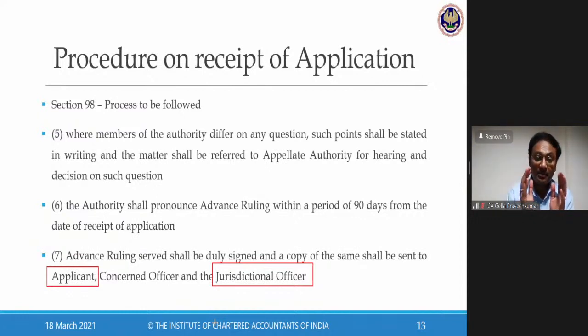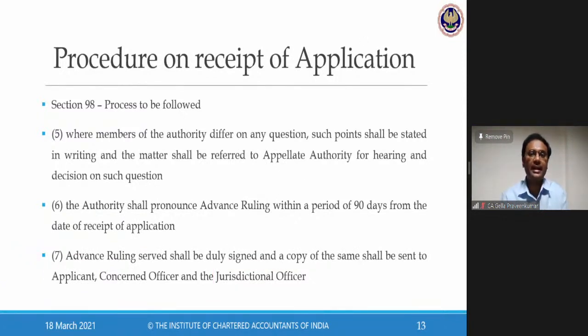Now, communication. There is one particular slide called miscellaneous provisions. I'll cover in detail what you understand by the term communication. How does this communication happen?